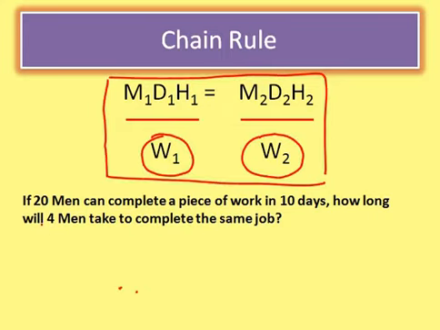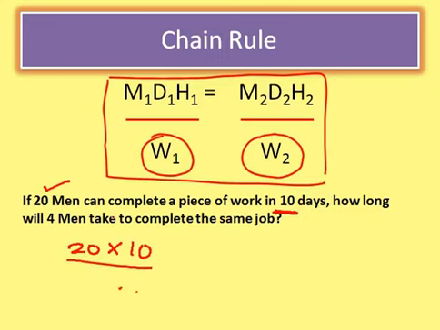Let's finally see a simple question based on this chain rule. If 20 men can complete a piece of work in 10 days, how long will 4 men take to complete the same job? It's a very simple and straightforward substitution. In place of M1, I can put 20 because that's the total number of men involved. And in place of D1, I can use 10 since it's the number of days involved. So 20 times 10, and since we have not been given the details of hours, we can simply ignore it.